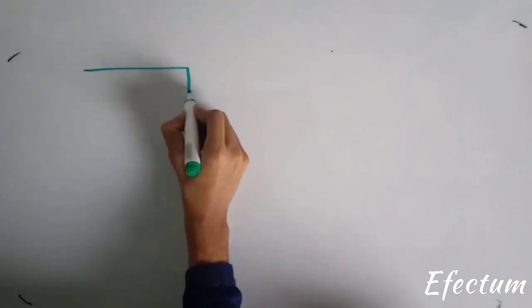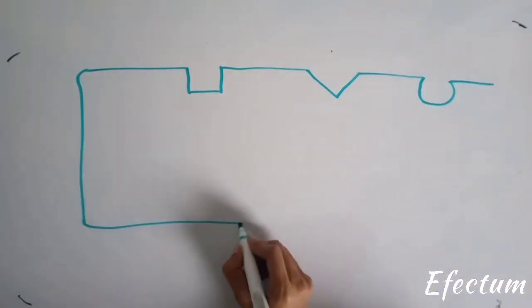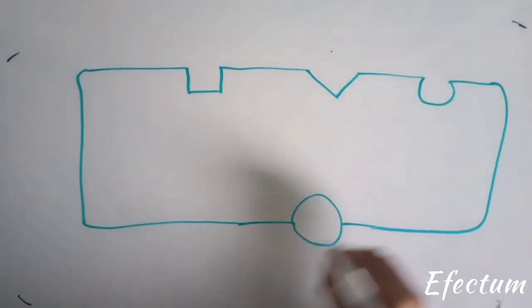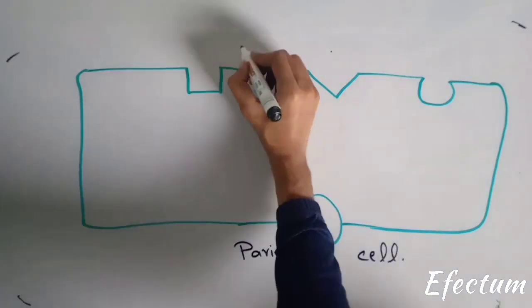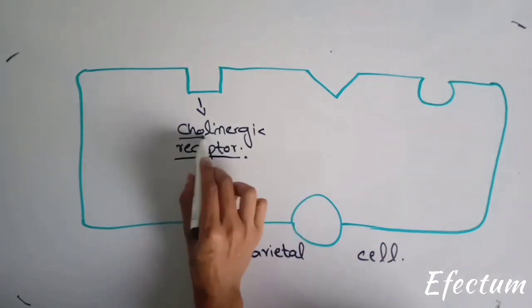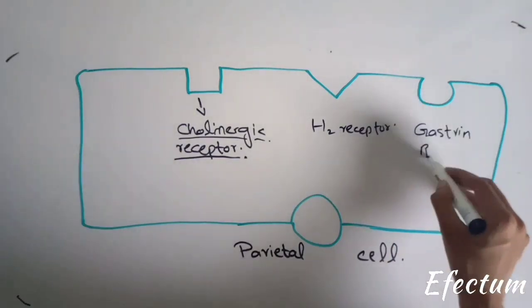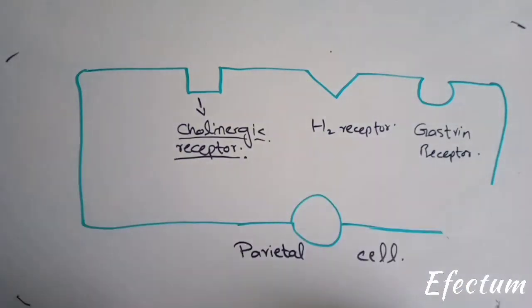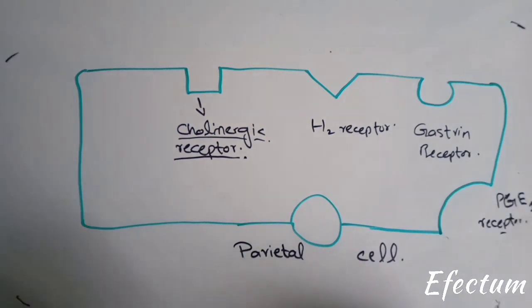Let's discuss the mode of action through which HCl, or gastric acid, is produced. Here is one of the cells, named the parietal cell, which is important in the production of HCl. Here we have the cholinergic receptor, then the H2 receptor, and after this the gastrin receptor. We have a special receptor present in the corner that is known as the PGE receptor, or the receptor for prostaglandin E2.